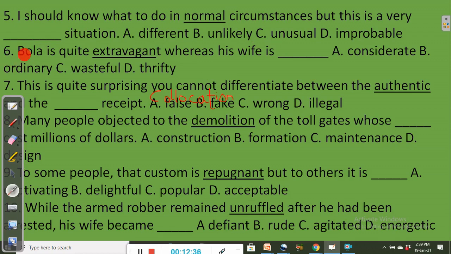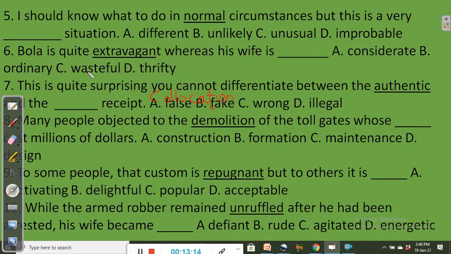Question number 6. Bola is quite extravagant, whereas his wife is dash. Extravagant means wasteful. Someone who spends money wastefully or in a way that is really not economical can be described as extravagant. So Bola is quite extravagant. He overspends, whereas his wife is dash. So let's look at the options. A, considerate. B, ordinary. C, wasteful.